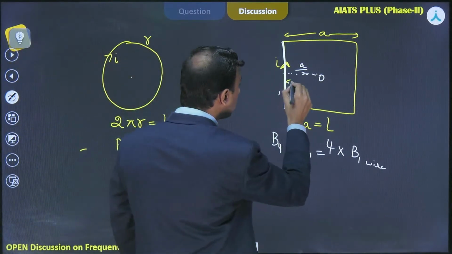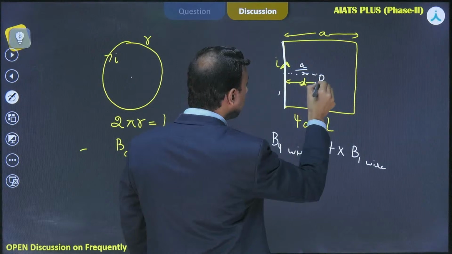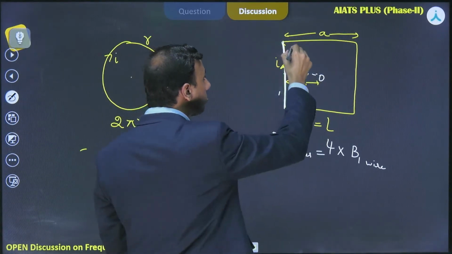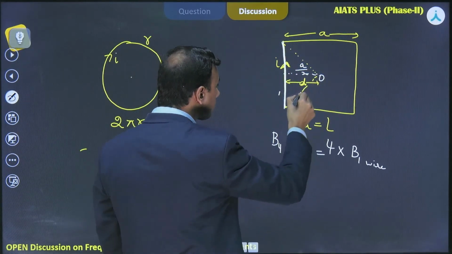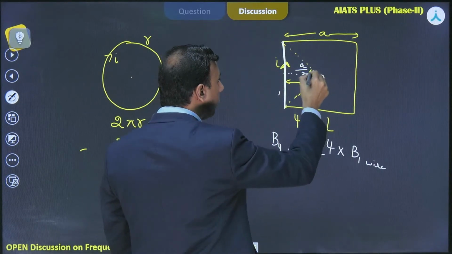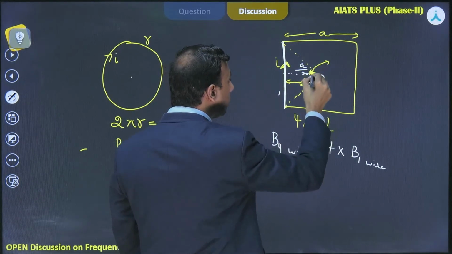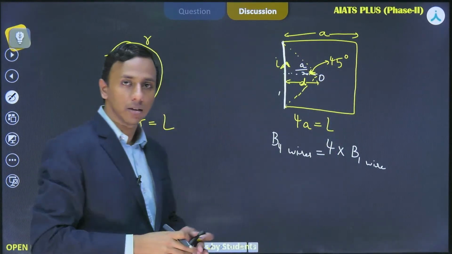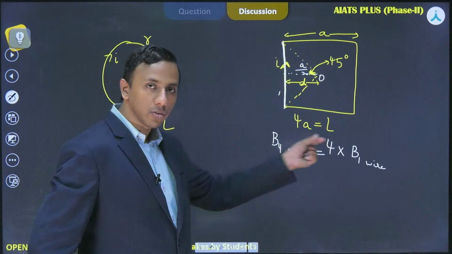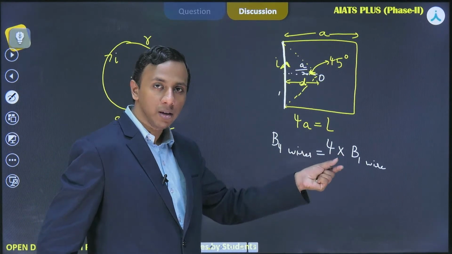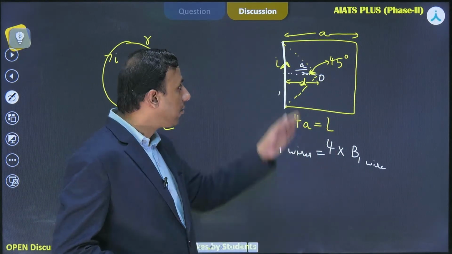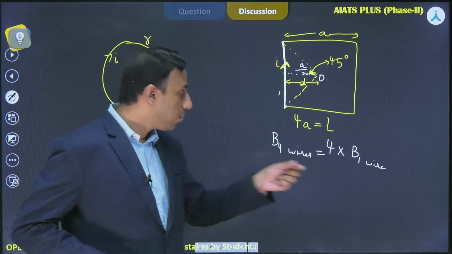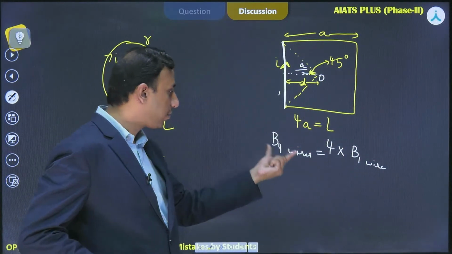Okay, so this becomes your d. Let me write d, and alpha and beta also. This is your alpha, and this is your beta. Remember, this is a square, right? So it's going to be symmetric, so 45 degree, 45 degree. So the magnetic field due to one wire is mu naught I by 4 pi d, sine 45 degree plus sine 45 degree. Put this value over here, you will get this one.